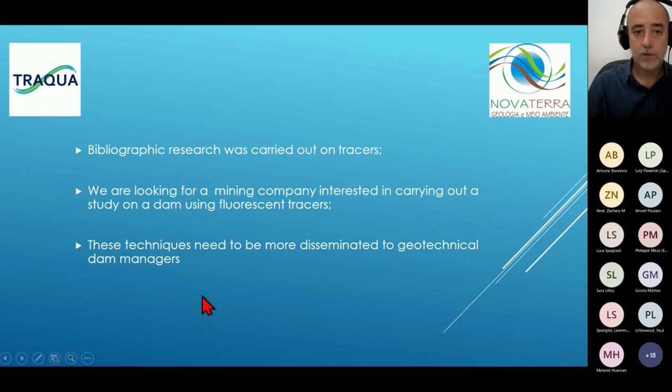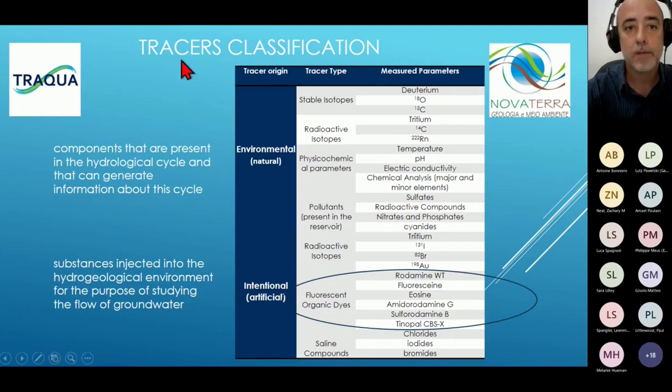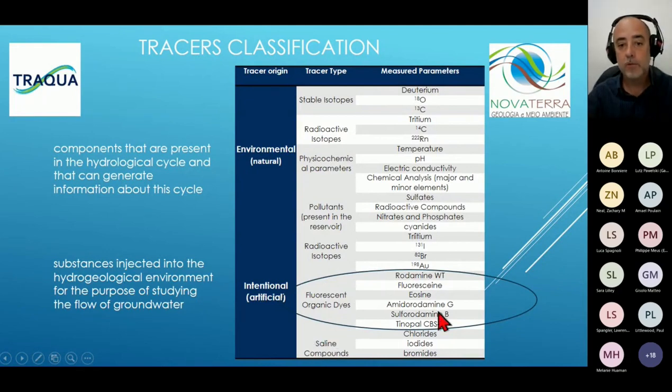So here are the tracers that we study. We study environmental tracers like isotopes, physical-chemical parameters and pollutants too, and some artificial tracers like isotopes, fluorescents and salts too. And we will talk about the fluorescent dyes.